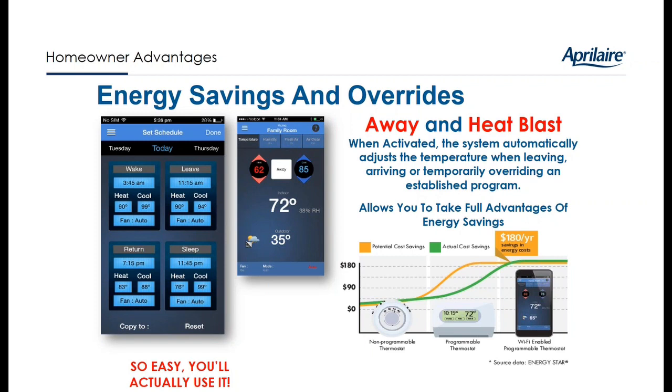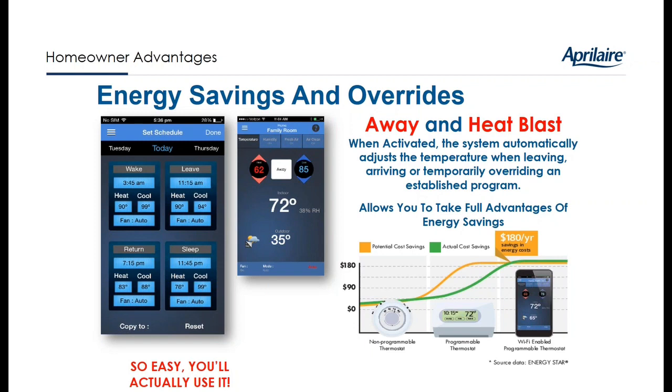But having the whole day at a glance, they can quickly say, okay, I get it. I've got my overnight temperature. I've got the temperature I want it to be when I wake up, and then when I'm gone out of the house, when I come back, and then when I'm asleep at night again. So they can very quickly set that up.